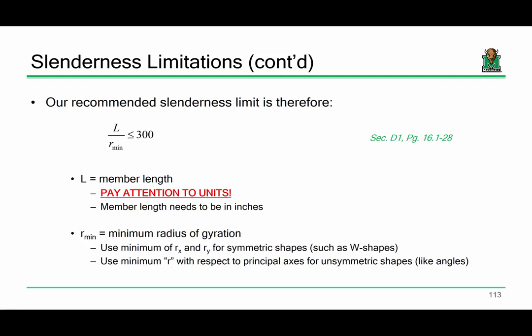The z-axis is the worst case slenderness direction for angles. So for angles, you're going to use the minimum r with respect to the z-axis. If you look at the z-axis, there's an r value associated with that. But for W shapes, you're going to use ry. If you're ever in doubt, just pull them all and use the smallest one. Everybody okay with this? Any questions?